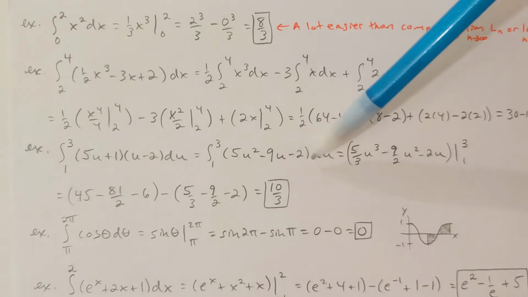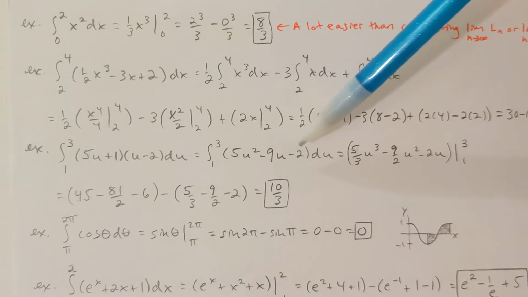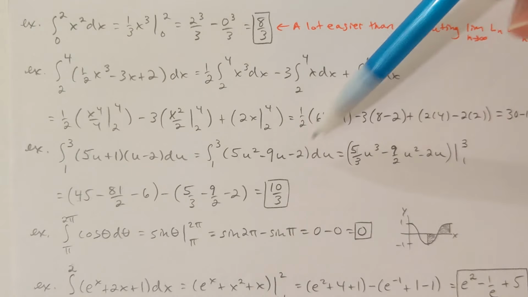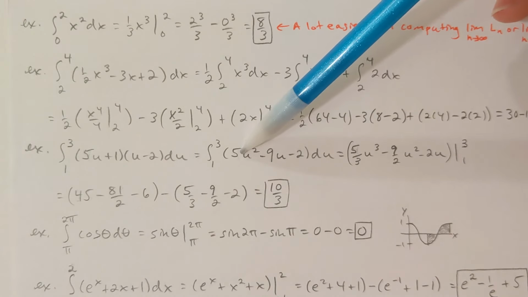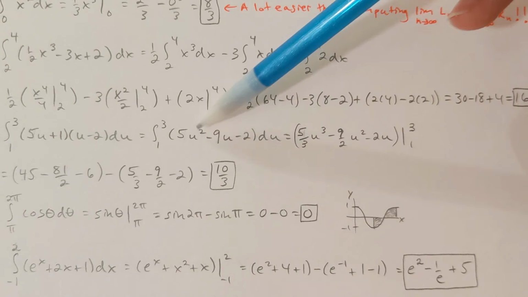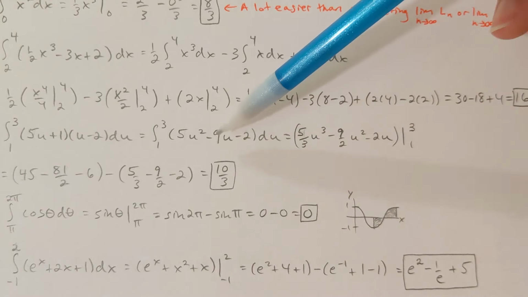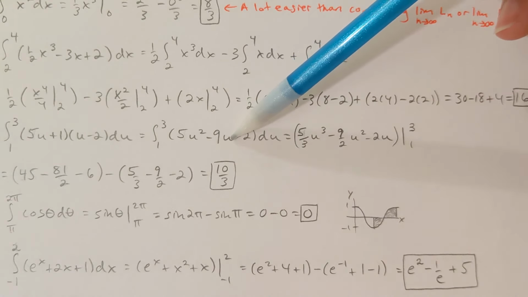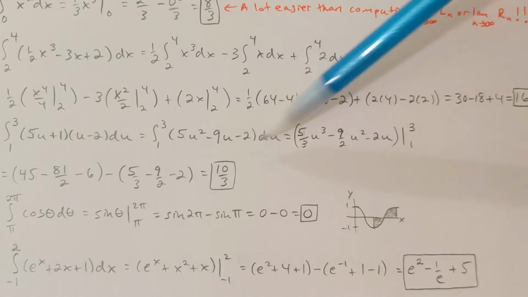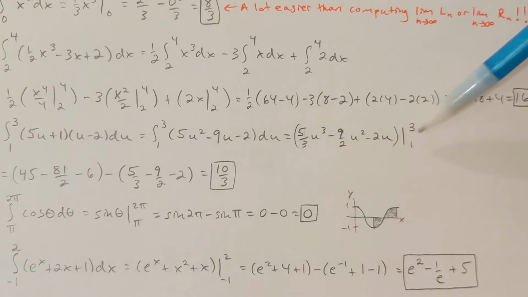Of course, I can split this, like I did in the other problem, although I don't need to do that. I know I'm getting the antiderivative of each one of these terms individually. So why don't we just go ahead and do that? 5 is a constant, you're going to leave that as is. Antiderivative of u squared would be u cubed over 3. You're going to add 1 to the power, divide by the new power. Minus 9 times the antiderivative of u would be u squared over 2, and then minus the antiderivative of 2 would be 2u. We are evaluating this from 1 to 3.